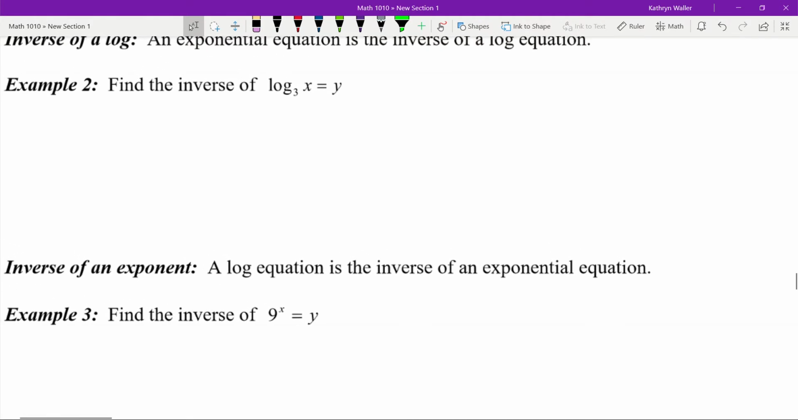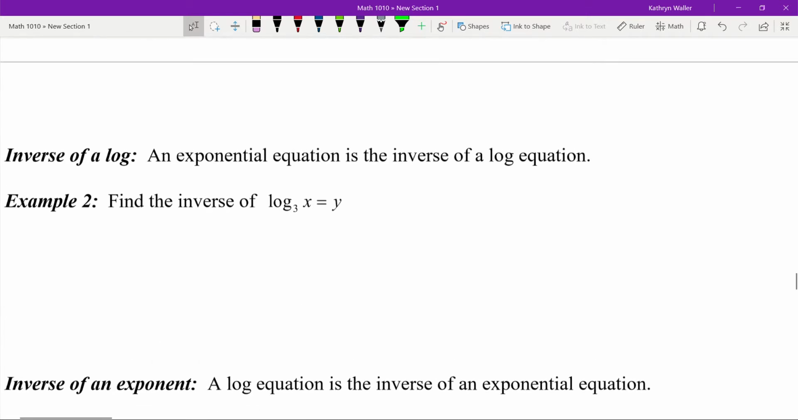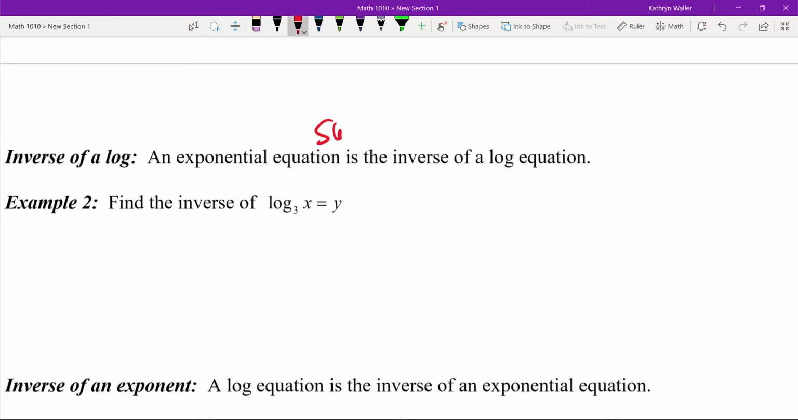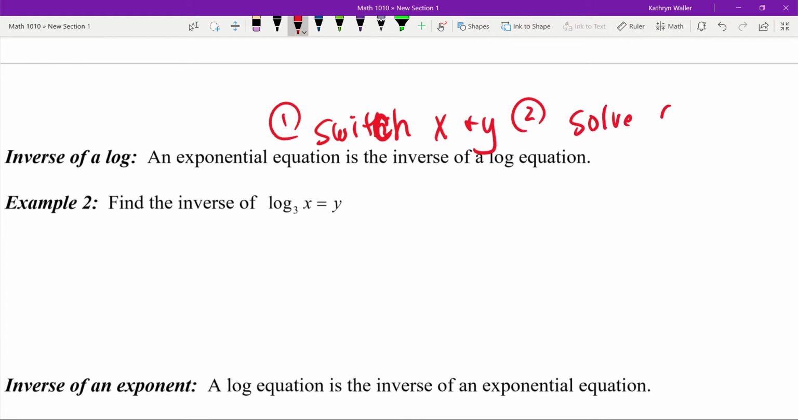Let's find the inverse. Okay? How do you find an inverse? Do you guys remember? How do you find an inverse? Okay, I'm going to tell you. Write down: switch x and y is the first thing you do. The second thing you do is solve for y. Okay? Everybody freeze right there for 2 seconds.